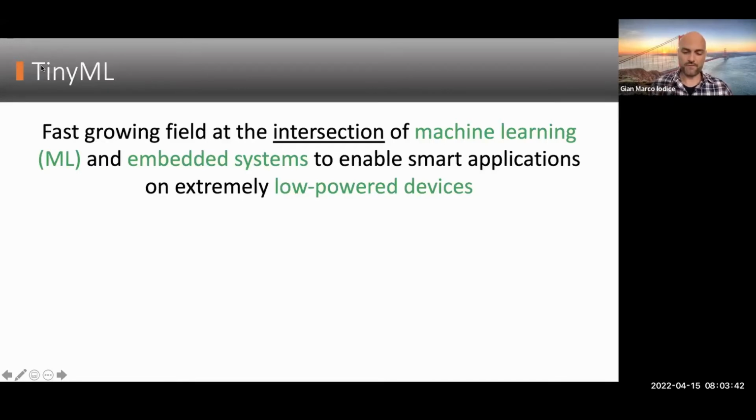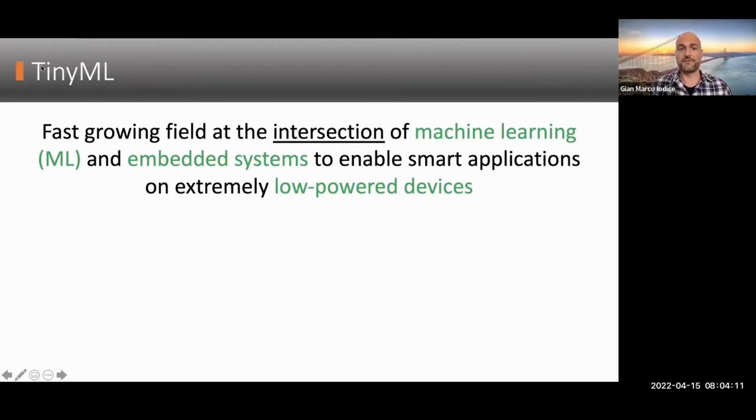But if you are not aware of what TinyML is, here is the definition. This is more or less the definition you can find on the internet. TinyML is a fast-growing field at the intersection of machine learning and embedded systems, in order to enable smart applications on low-power devices. So the 3 keywords for TinyML are definitely machine learning, embedded systems, and low power.